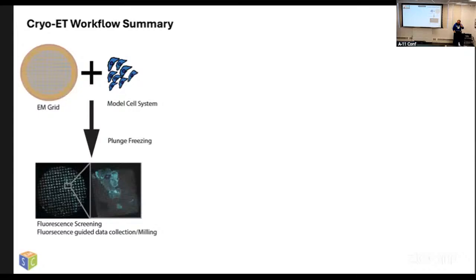Just to provide a brief recap of the CryoET workflow summary. Generally, you have your EM grid, right? You guys have probably seen this from different sample preps. You put an extracellular matrix on there, for example, if you're plunge freezing. You put your model cell system on there. Ideally, the model cell system attaches. You have a fluorescent tag for the region of interest that you want to target.